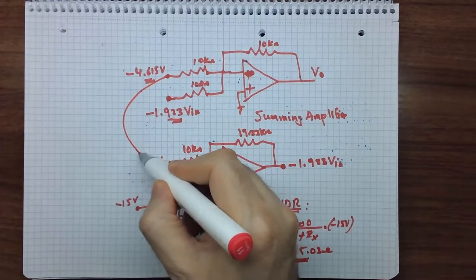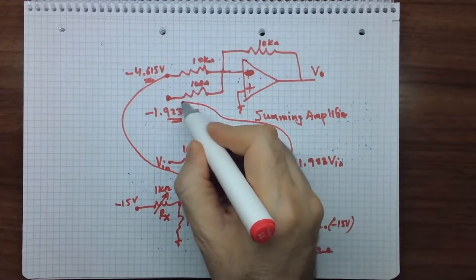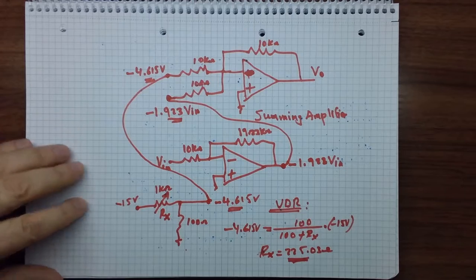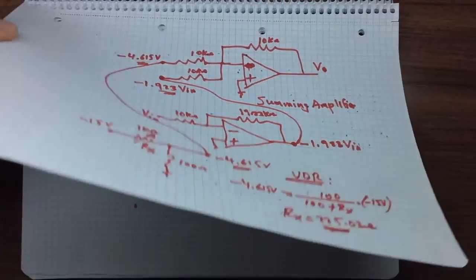This should be connected to this point, and this point should be connected to this point. So this is the final design of our signal conditioning circuit. Okay, this is the first solution. We can have another solution, the same problem, using not a summing amplifier, using a differential amplifier.